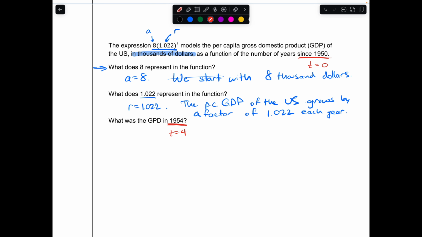And again, if you'd rather, I'll do it in purple, some different color, you could say it grows by, well, if we take 100% away, this is 2.2% more. That's our growth factor. That's 1 plus 0.022. And this, as a percentage, is 2.2%. So you could say, if you want to phrase it in terms of percent, it's growing by 2.2% each year.